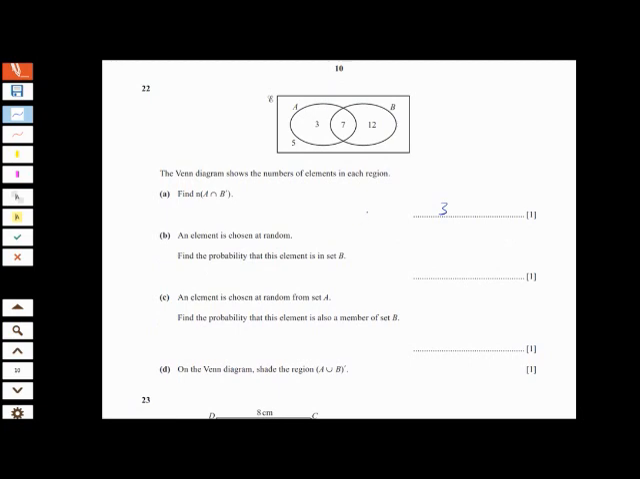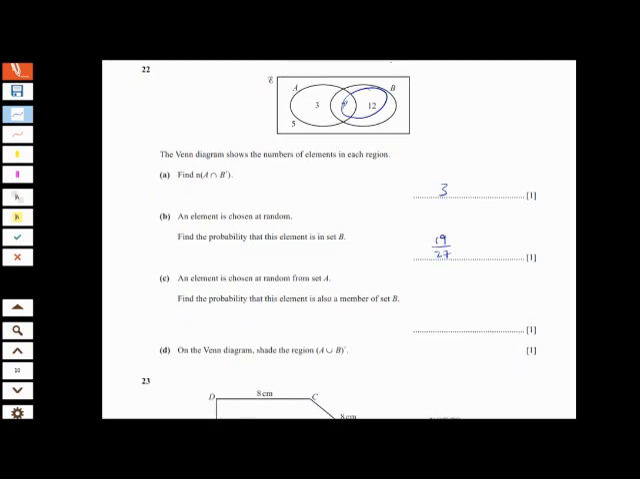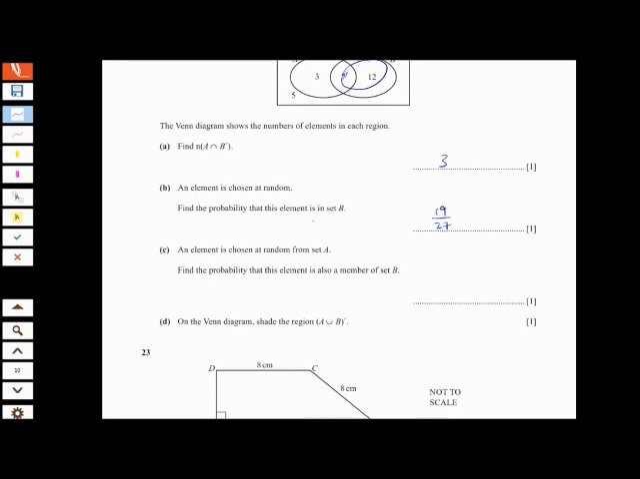An element is chosen at random. Find the probability that this element is in set B. So the total number here is 3 plus 7 plus 12 plus 5. That would be 27. And then the numbers inside set B are 7 and 12. Add them together, 7 plus 12 is 19. 19 over 27. That's the answer. 27 is the total number of all the numbers inside this rectangle right here.